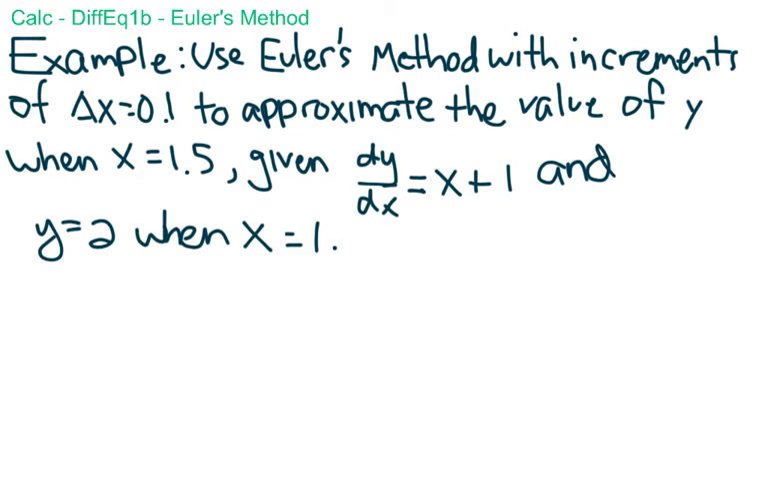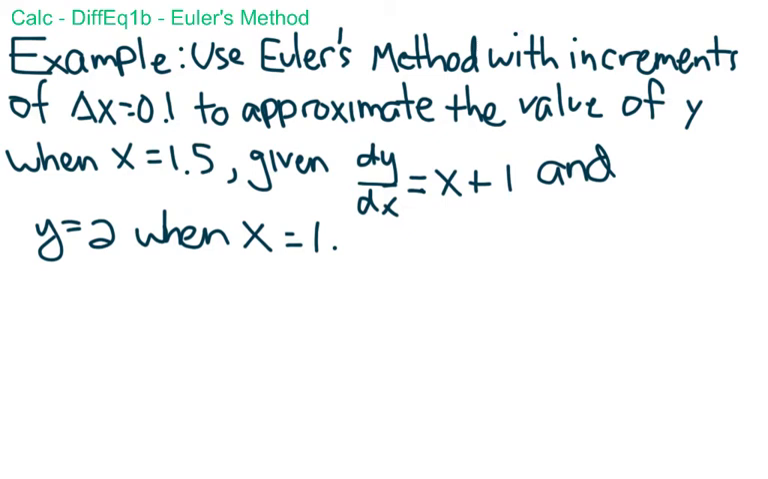So the example is to use Euler's method with increments of delta x equals 0.1. So pretty small, but not so small that it's insanely difficult. And we're going to use that to approximate the value of y when x is 1.5. So we're going to basically do 5 steps. We start at 1 and we go to 1.5.